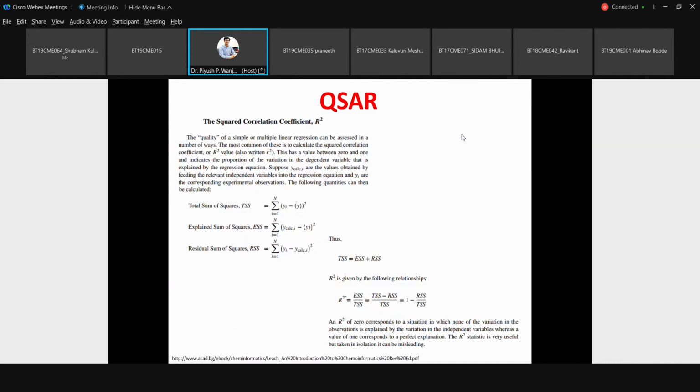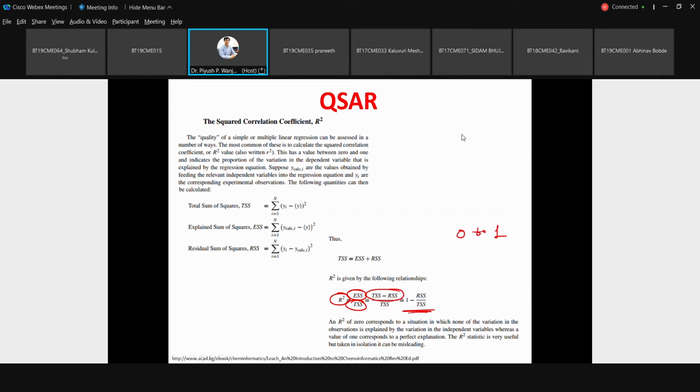So I said this R square is proportional to ESS, and ESS means TSS minus RSS, but to have the value in terms of 0 to 1, you are going to have some normalization factor. So you are normalizing it by TSS. So you are getting finally this particular formula.